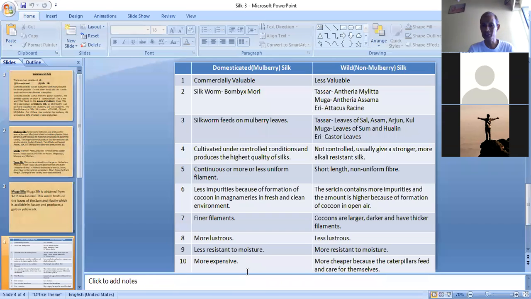Domesticated silk is more lustrous, whereas wild silk is less lustrous. Domesticated silk is less resistant to moisture, whereas wild silk is more resistant to moisture. This is more expensive. This is cheaper. So this is all about these 2 types of silk, domesticated and wild silk. So don't get confused when the question is asked in the examination, different type of silk. Explain different type of silk. It means your answer will be this domesticated and wild silk.